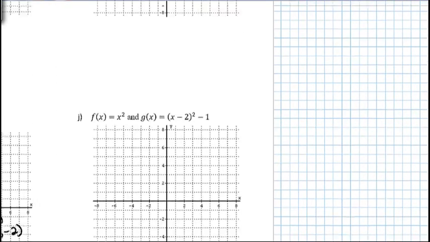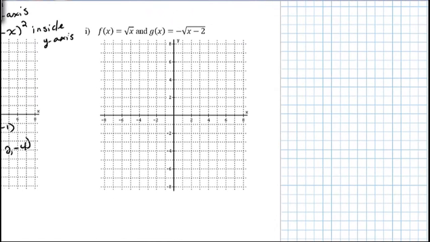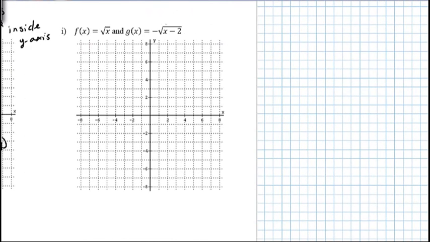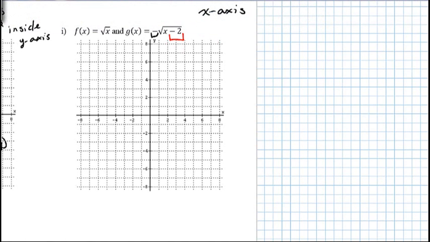Couple more left to do here. Next we have a transformation using the square root graph. And so we have g of x equals negative square root of x minus 2. So we have the negative sign out front. That means we're going to flip over the x-axis. And this minus 2 inside means that we're going to go right 2.